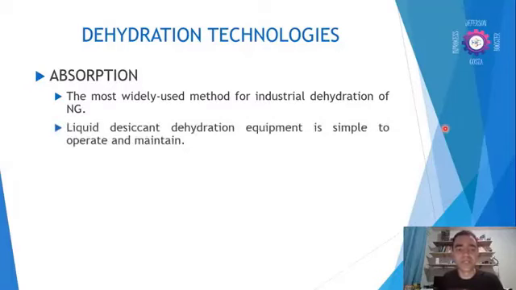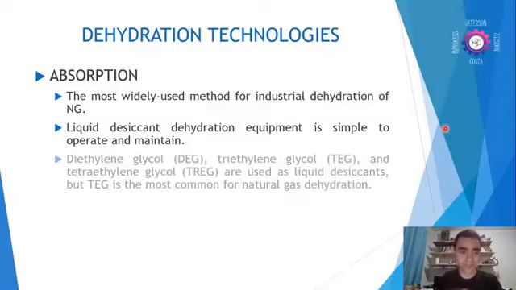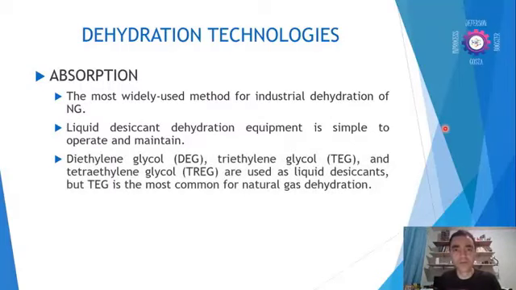So the liquid desiccant dehydrates. A liquid desiccant is used to absorb the water available in the stream, and this process is very simple to operate and to maintain. Usually we use a glycol to do that, and it can be DEG, it can be TEG, or TREG, and the most common is TEG because of its characteristics.